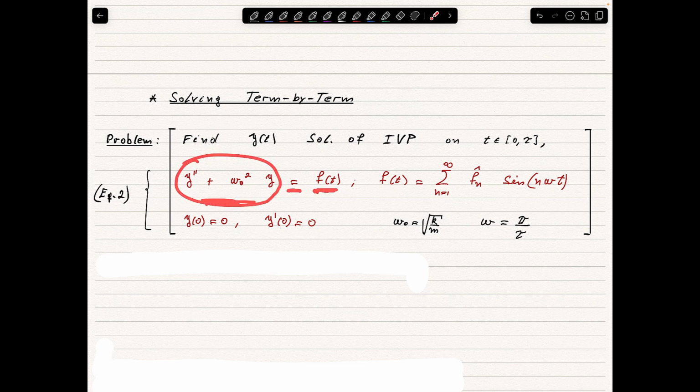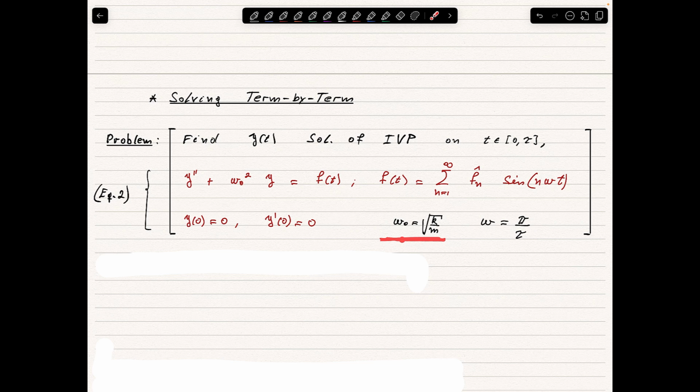This force is quite general and can be written as a linear combination of sine functions with coefficients. It's really general. The only condition we have on this force is that it vanishes at 0 and it vanishes at tau, because each term vanishes in those places. And we want the solution of this initial value problem that has 0 initial position and 0 initial velocity. We want the solution that is driven by this force.